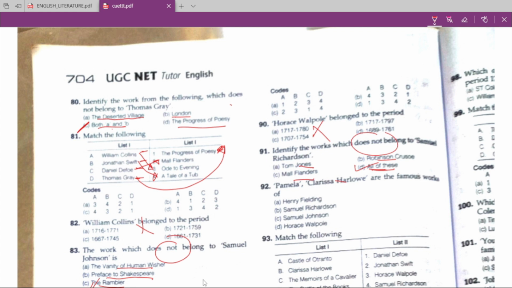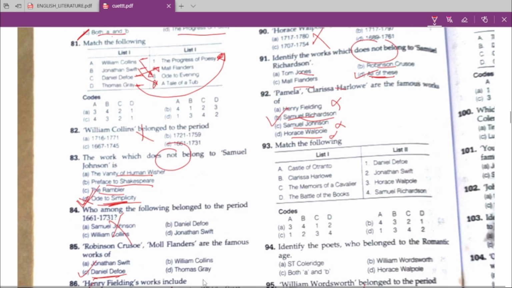Which does not belong? Pamela and Clarissa Harlowe are the famous works of Henry Fielding, Samuel Richardson, Samuel Johnson, or Horace Walpole. So Samuel Richardson has written Pamela and Clarissa Harlowe. Match the following. Castle of Otranto is written by Horace Walpole. Horace Walpole has written Castle of Otranto. Clarissa Harlowe, I mentioned just now, was written by Samuel Richardson.